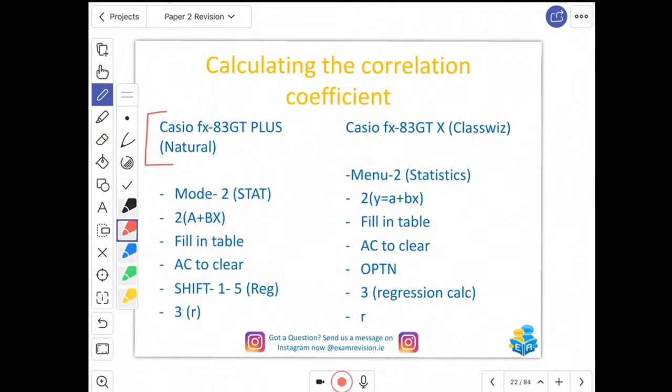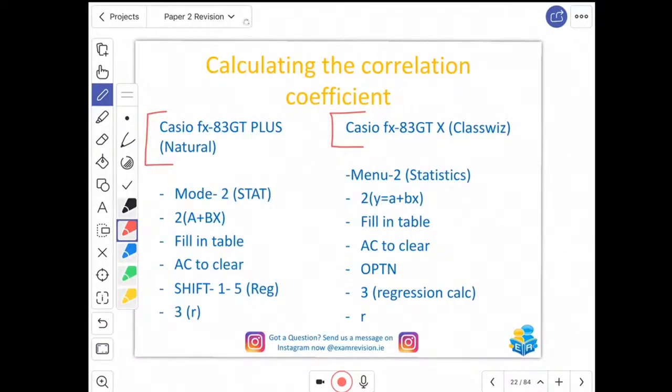Okay, and the easiest way to spot them: they both have pretty much the same code, but the older Casio calculator has the blue buttons on it, and it has Natural VPAM written at the top in red. The newer Casios don't have the blue buttons, and it says ClassWiz at the top. So that's basically the steps that you can take.